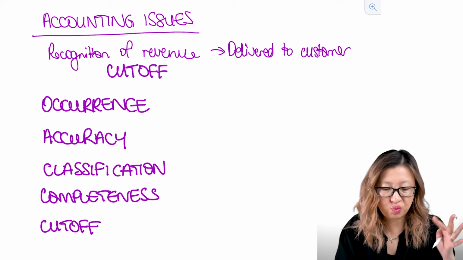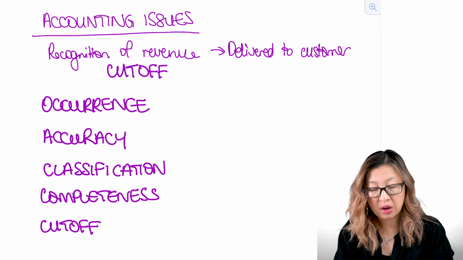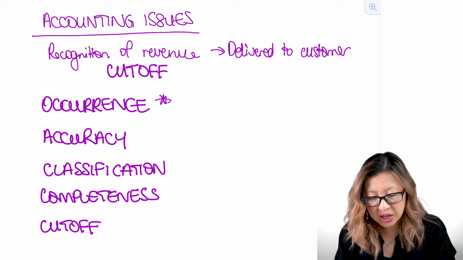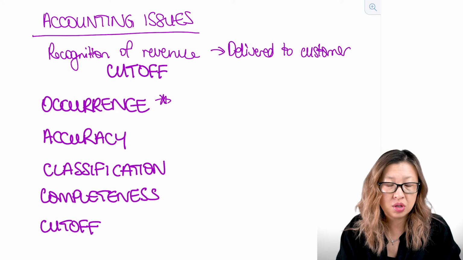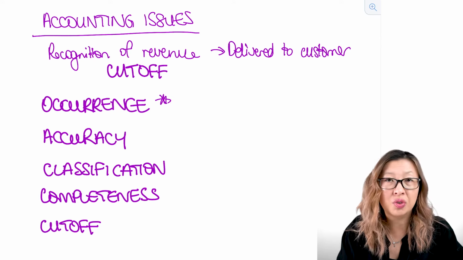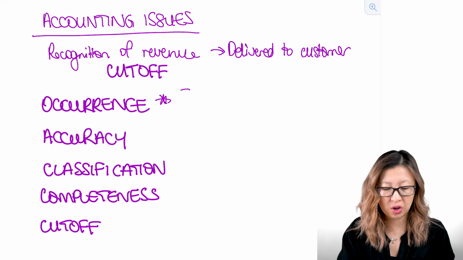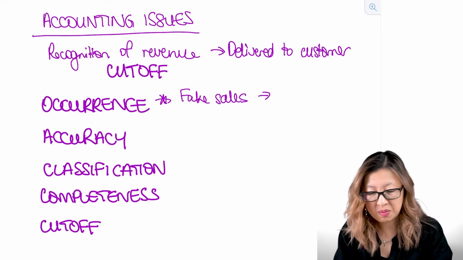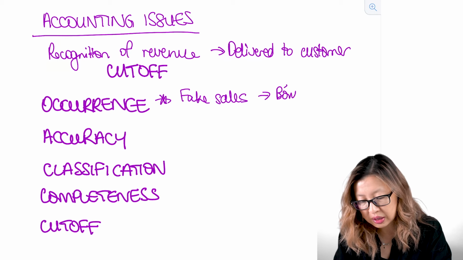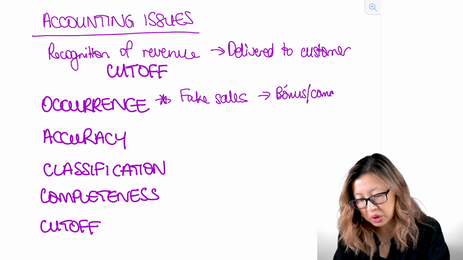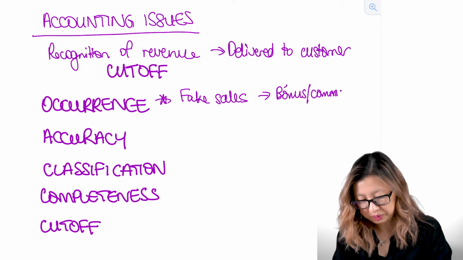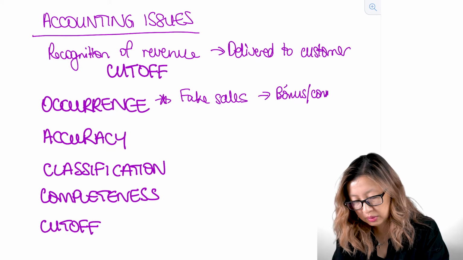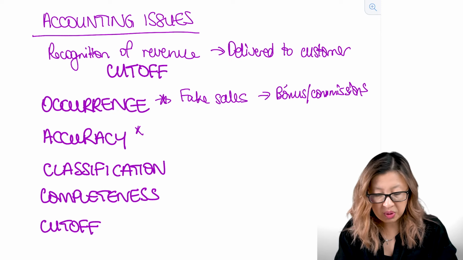We need to think about what are the risks associated with this specific account. So we're more worried about overstatement of accounts like sales because people are more likely to overstate revenue. So we're worried about occurrence. Could there be any reason for there to be fake sales or overstatement of sales? And that is most likely related to bonuses or commissions. I can't write here today. Or sales targets. So that's going to be a big one.